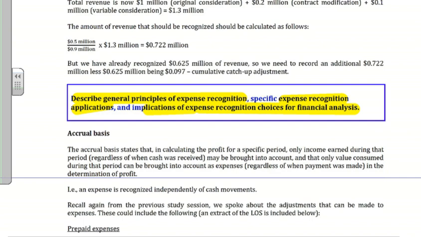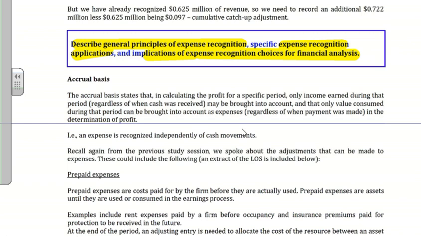We start off with accrual basis. What's an accrual basis? We've spoken of the accrual basis many times before. In other words, it makes no difference when cash was received, or in our example here for expenses, when cash was paid.